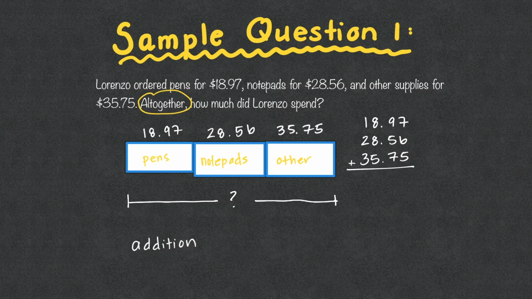7 plus 6 is 13, plus 5 is 18. Drop the 8, carry the 1. 1 plus 9 is 10, plus 5 is 15, plus 7 is 22. Drop the 2, carry the 2. 2 plus 8 is 10, plus 8 is 18, plus 5 is 23. Drop the 3, carry the 2. 2 plus 1 is 3, plus 2 is 5, plus 3 is 8.